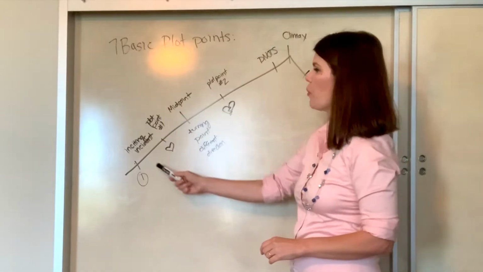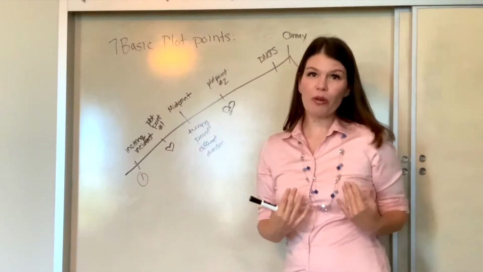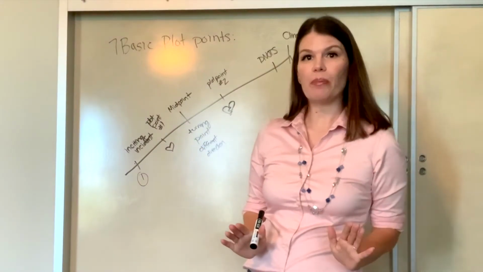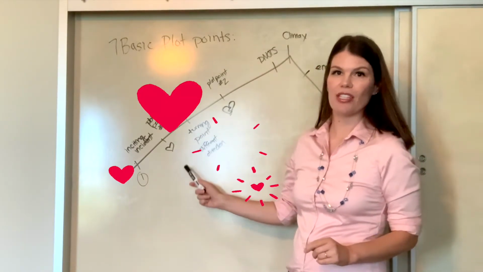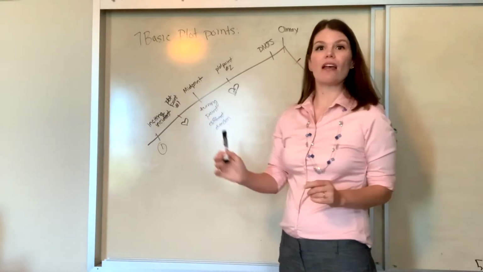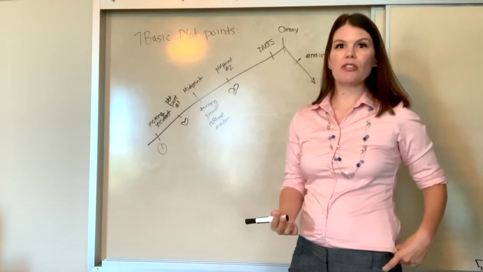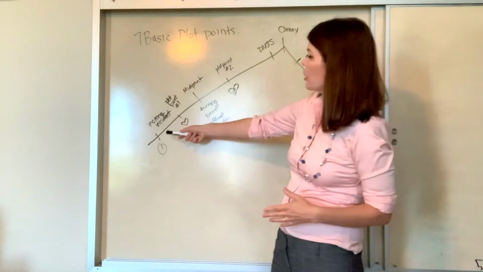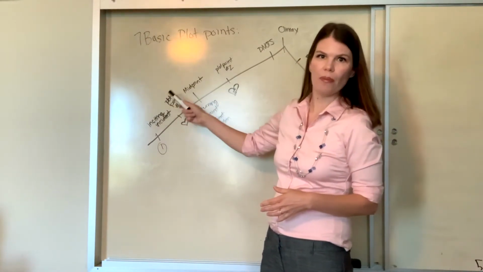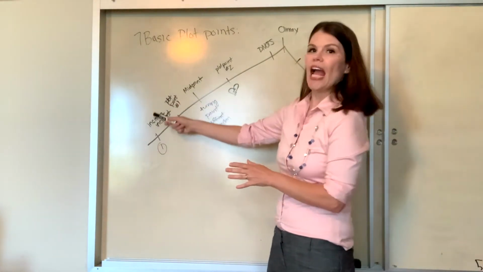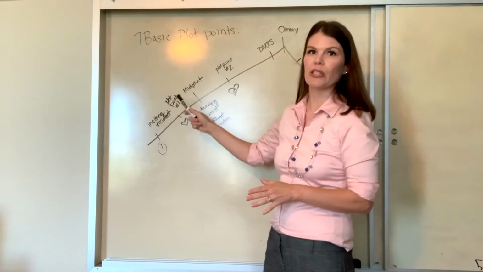Then you have plot point number 1. Now, I'm a romance writer, so my plot point number 1 is usually meeting the love interest, which is why I have this little heart right here. But it can also be something else. If you're writing a mystery, it could be the murder, and then you have the first big clue dropped, right? They've searched and searched and searched, and they want to know what that big clue is.